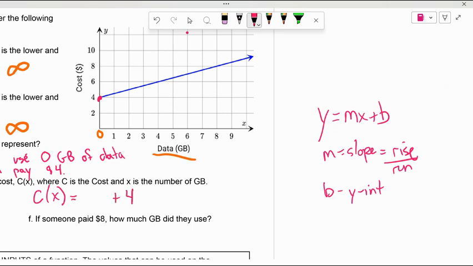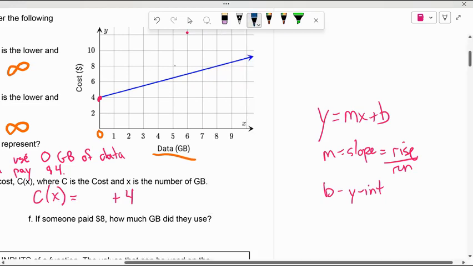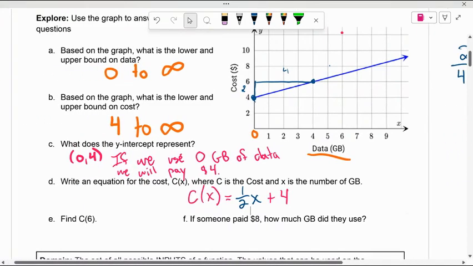That's our b. To find our slope, we got to look at our graph because we don't have the actual equation. We're making the equation. So from this point to another full point, maybe here, we rise 2, we run 4. So rise, again, 2 over 4, simplifies down to 1/2, and that is our slope. So our equation is 1/2 x plus 4. And that's all we need to look at there.